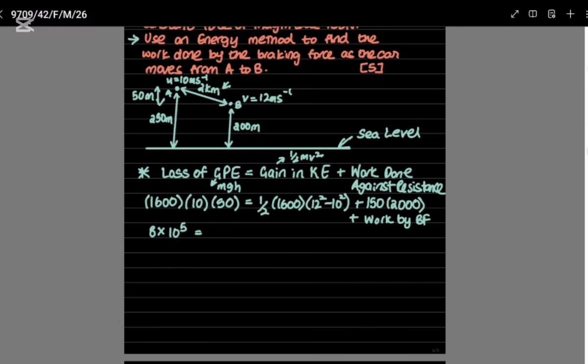Then half into 1600 times 12 squared minus 10 squared, what does that give me? 35,200, plus 150 times 2000, that gives me 3 times 10 to the power of 5, plus WBF. I'm going to write it in short form. Now what is WBF? Just move everything to the left hand side: 8 times 10 to the power of 5 minus 35,200 minus 3 times 10 to the power of 5.